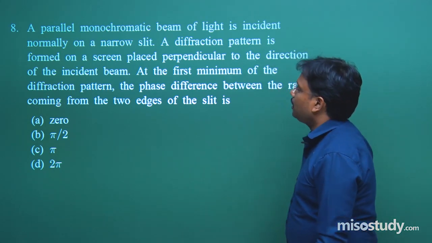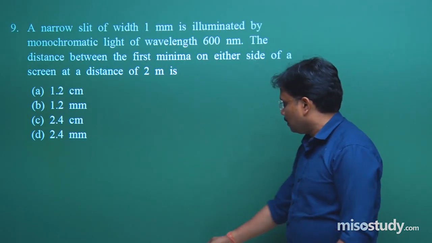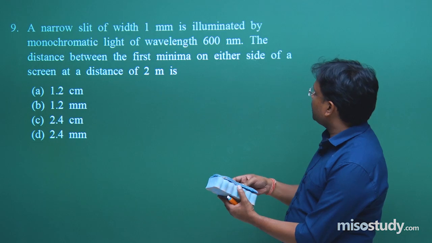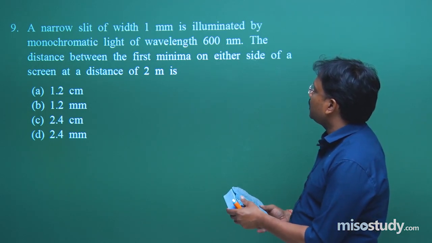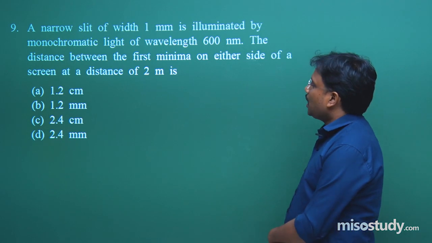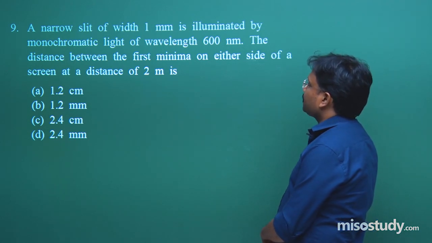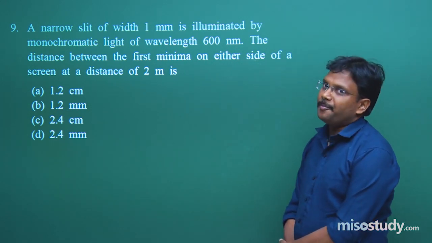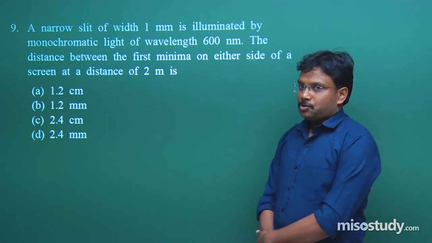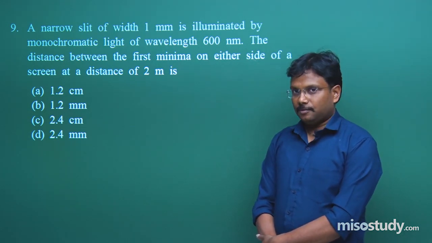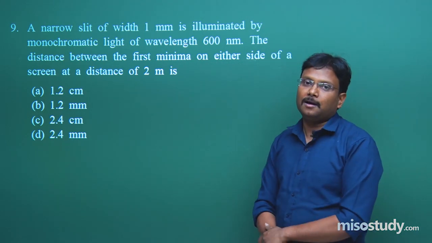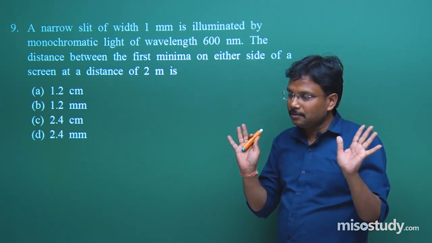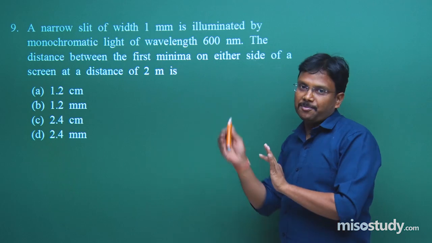Here comes your question number 9. A narrow slit of width 1 mm is illuminated by monochromatic light of wavelength 600 nanometer. The distance between the first minima on either side of a screen at a distance of 2 mm is how much? Now, listen to one of my suggestions. Stop this video and try yourself. Pause this video and try yourself. After some time, rerun the video, match your answer. Fine. Now, come back.